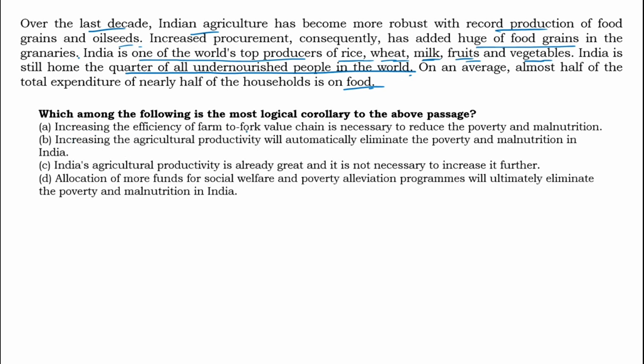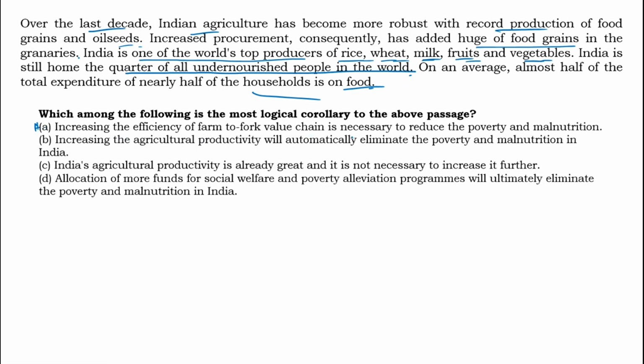So for this type of question, what you have to do is find out what the next line of this passage would be if the author wrote it. Right? Let's read the statements now. Increasing the efficiency of the farm to fork value chain is necessary to reduce poverty and malnutrition. It seems that it is related to this passage. Why? Because this statement says it is necessary to increase the efficiency of the farm to fork value chain to reduce poverty and malnutrition. Let us put this option on hold and move to the other statements.